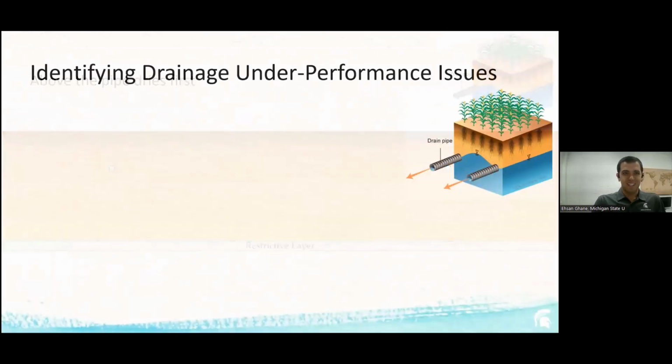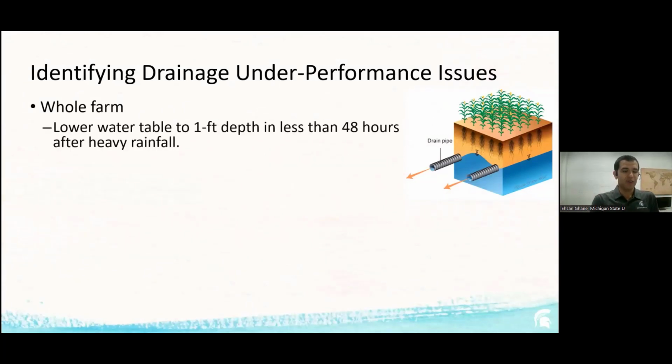So let's talk a little bit about those issues. If you're looking at the whole farm altogether, what we want to see is the water table lowered to 1 foot depth below the surface in less than 48 hours after heavy rainfall. Ideally, when we design it, we're looking to be close to 24 hours. But when it takes more than 48 hours to drop the water table to 1 foot depth, that's a sign of an underperformance issue. And again, remember, we're talking about the midpoint between the two pipes. We're not talking about above the pipe.